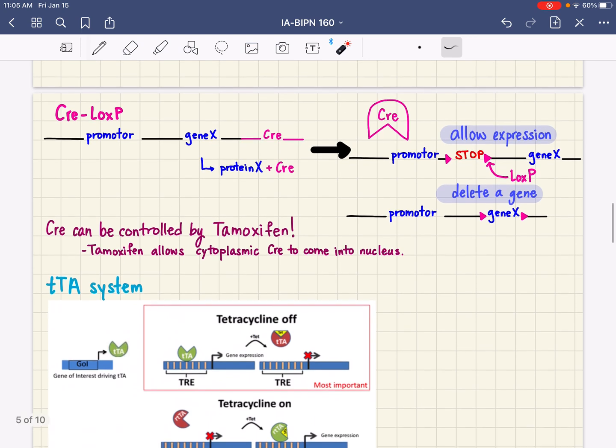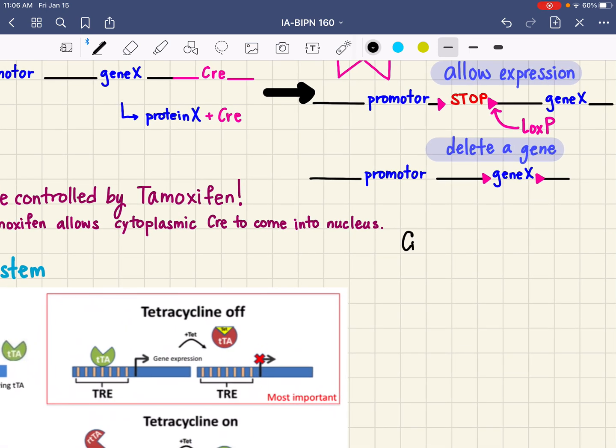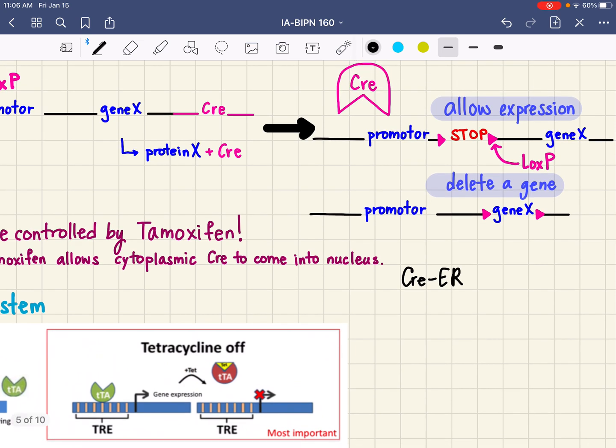Okay. The Cre system can be controlled by tamoxifen. If you remember from the lecture in class, once Cre goes ahead and binds to an estrogen receptor and it becomes Cre-ER, Cre-ER leaves the nucleus, right? And if Cre is no longer in the nucleus, then it can't do any of this stuff because the DNA, the genes are in the nucleus.